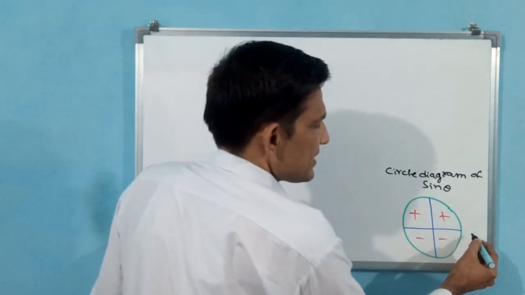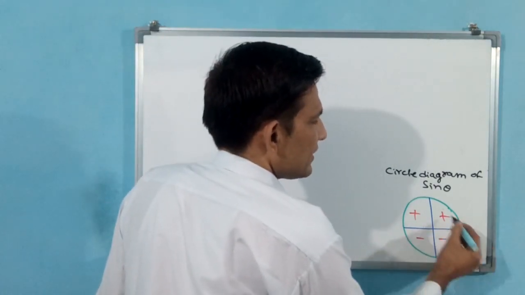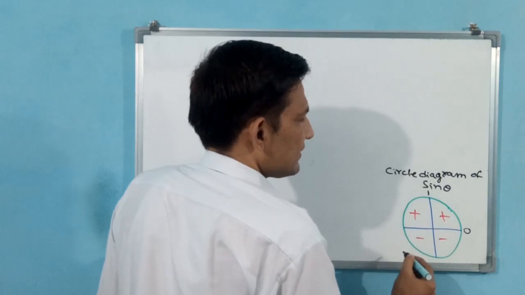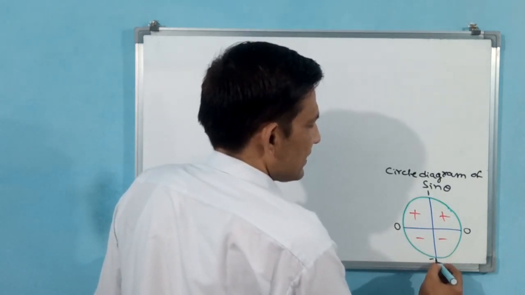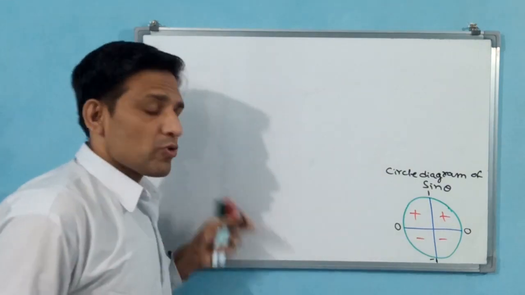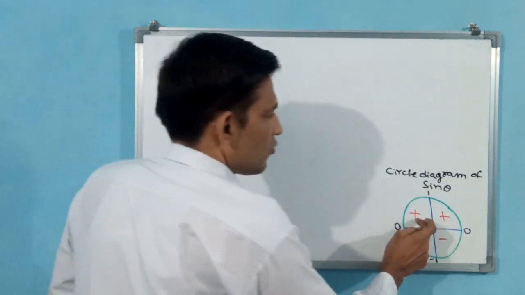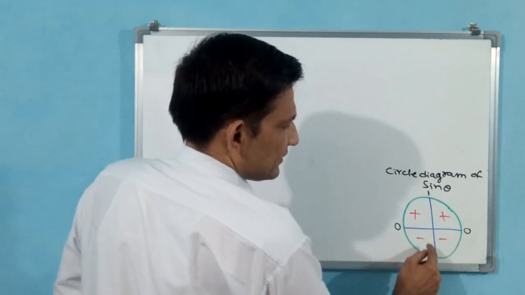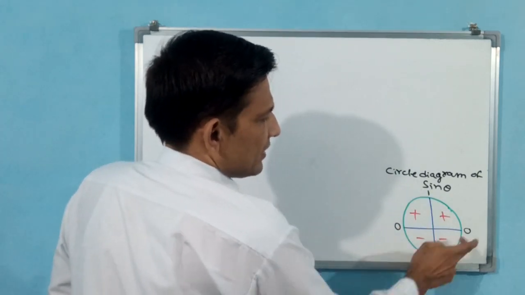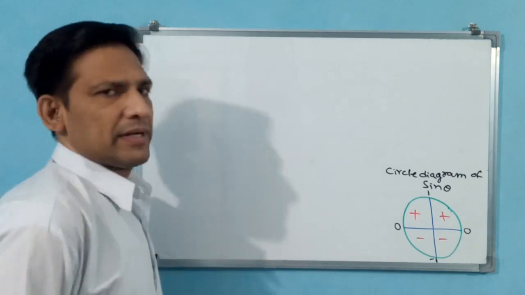See, sin is 0 here, at 0 degrees. Sin is 1 here. Sin is 0 here. Sin is -1 here. How to remember this? You see, two plus, two plus: plus 1; two negative: minus 1; remaining 0. Like that you remember.